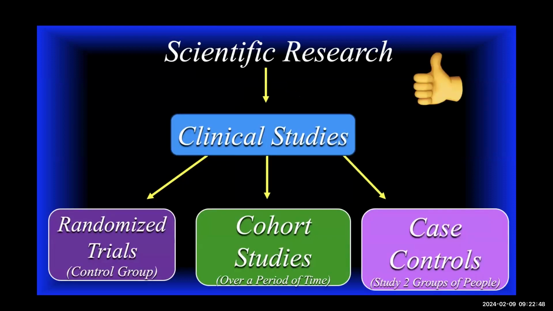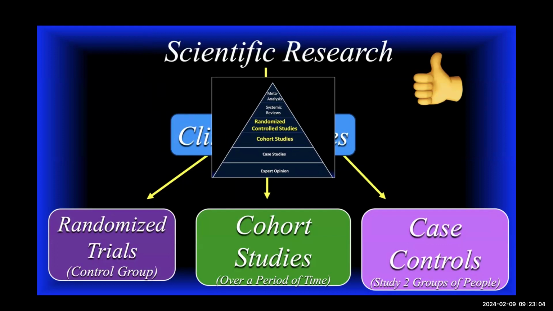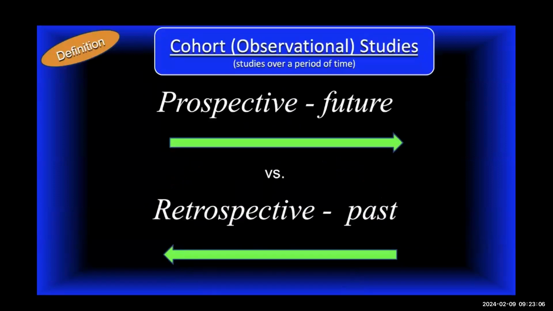So what do we want? We want clinical studies. That's what anything in medicine is based on, clinical studies. And there's three different types: randomized trials, cohort studies, and case controls. Basically, they're all controlled. And that is what we want to see. So let me push it one step further.